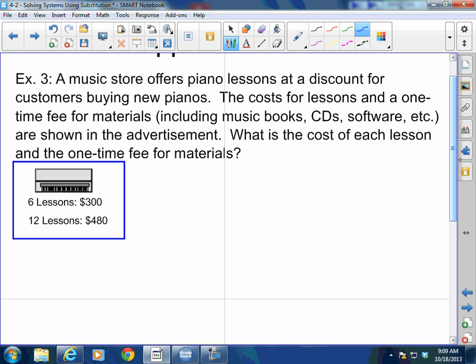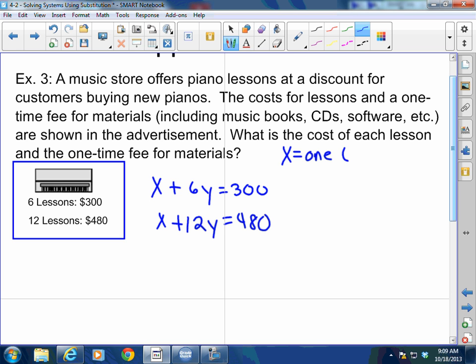No, we're going to have a set of two equations here. Yes, sir. X plus 6y equals 300. And the other one, x plus 12y equals 480. I love it. X plus 6y equals 300, and x plus 12y equals 480. Now, this is beautiful except for one mistake most people make. Label. X is, I'm assuming, in your view, the one-time fee, and y is each lesson.